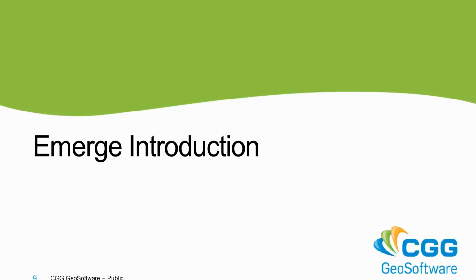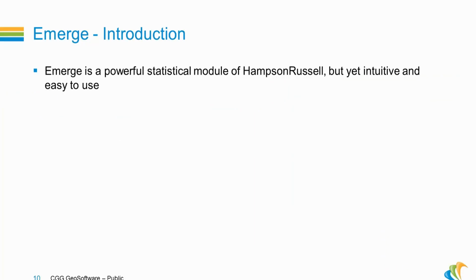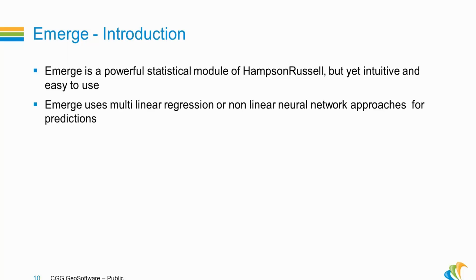But let's go to the Emerge introduction. Emerge is a powerful statistical tool within HampsonRussell. It is powerful and statistical, yet intuitive and easy to use, and uses multilinear regression or nonlinear neural network approaches for predictions.